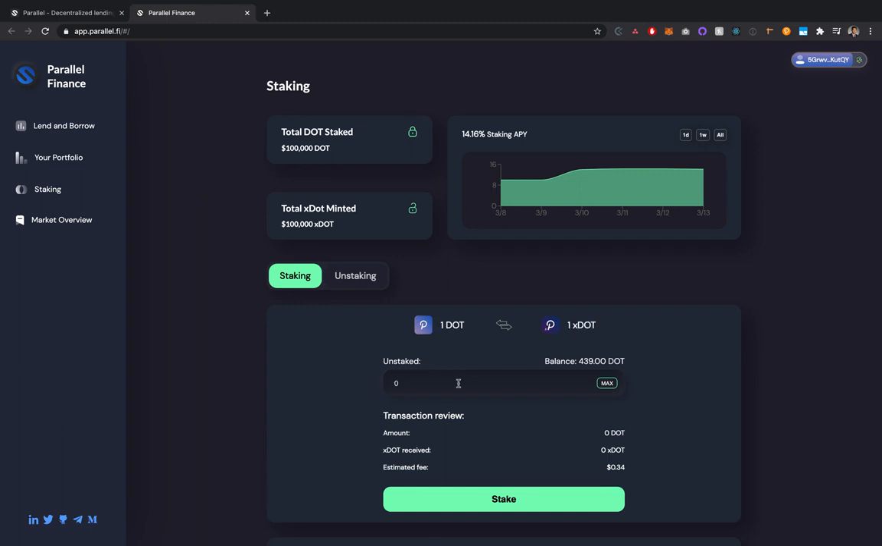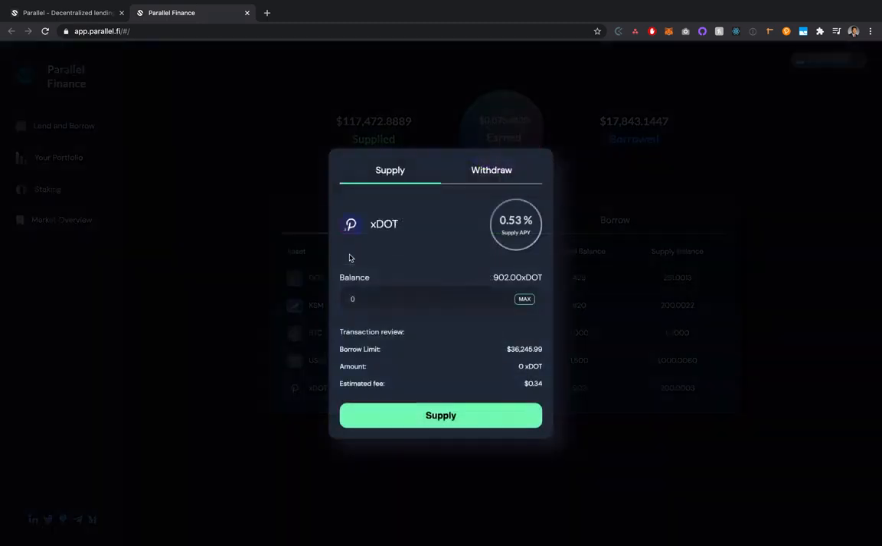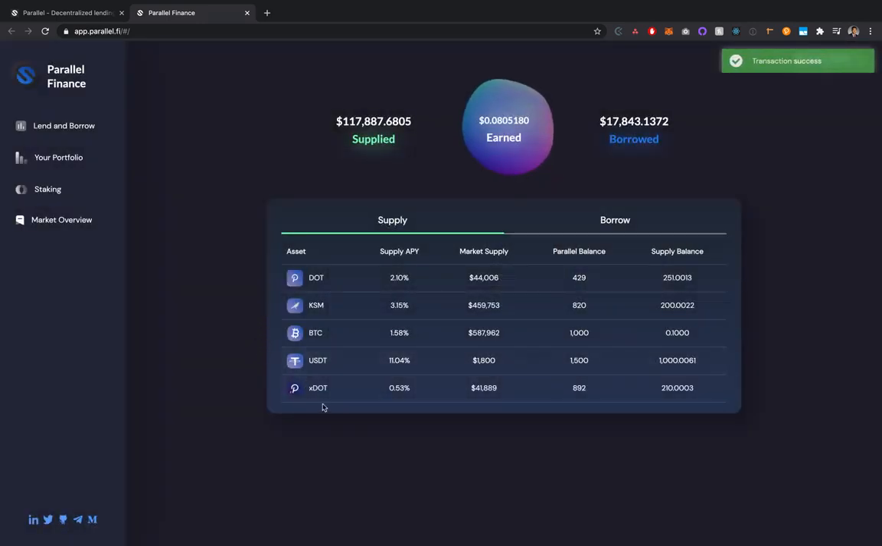So for example, if I were to supply 10 dots here, what I'm getting back is essentially 10 xDOT. And the dots here will actually be staked to give you the 14.16% staking rewards. And now what we can do with the xDOT is you could lend it out so that you can earn additional interest through the lending protocol, essentially giving you double interest. So one part is from the staking, and the second part is from lending.